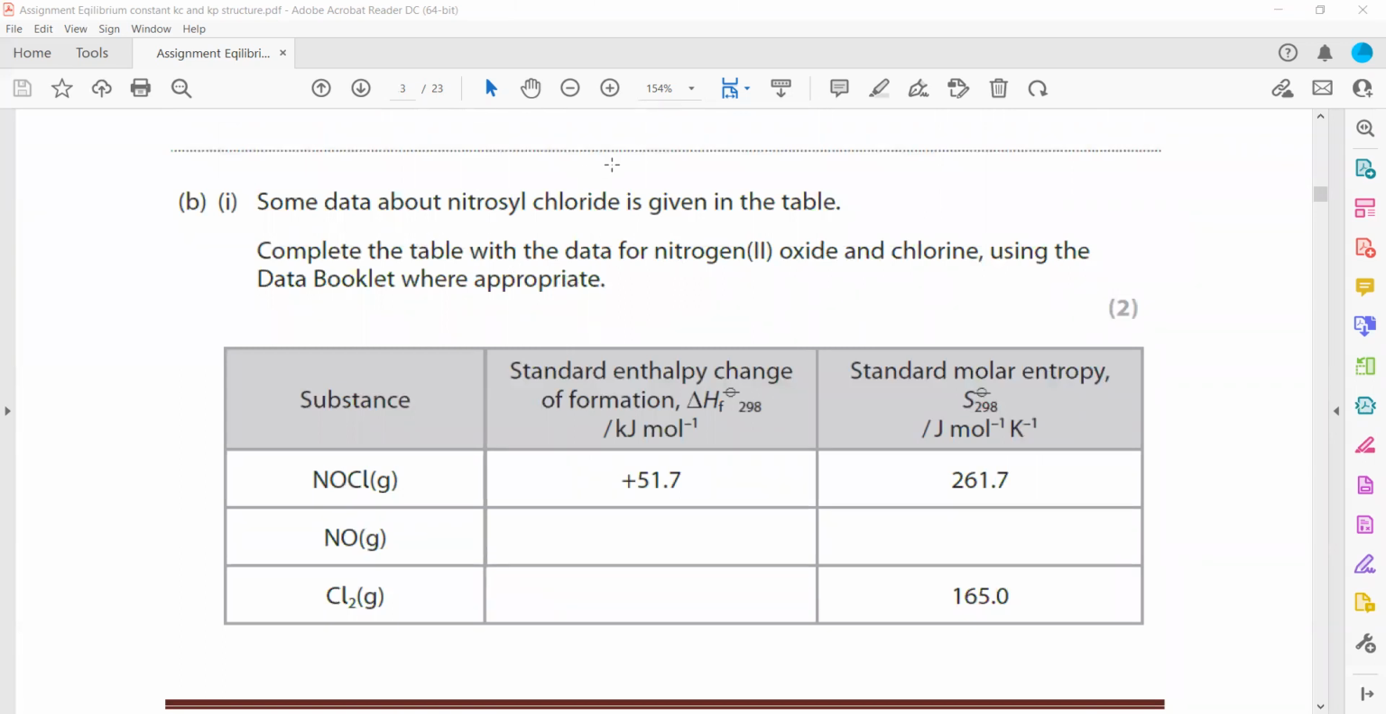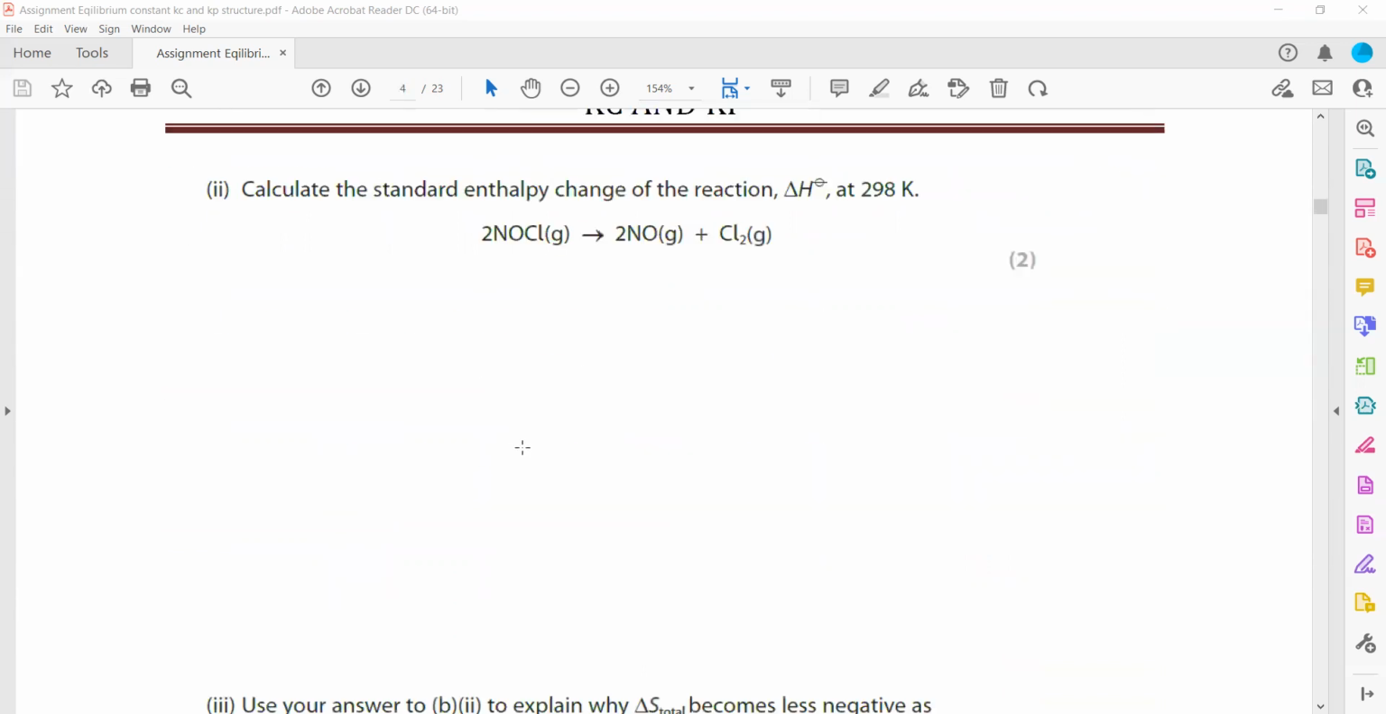Then some data about the nitrosyl chloride are given. Complete that with the data booklet. The enthalpy change of formation for NOCl, and then we just have to complete the table here using a data booklet. So it is plus 90.5, for element formation is 0, and the other one, that is 210. So using a data booklet, we'll complete and then calculate the standard enthalpy change of the reaction.